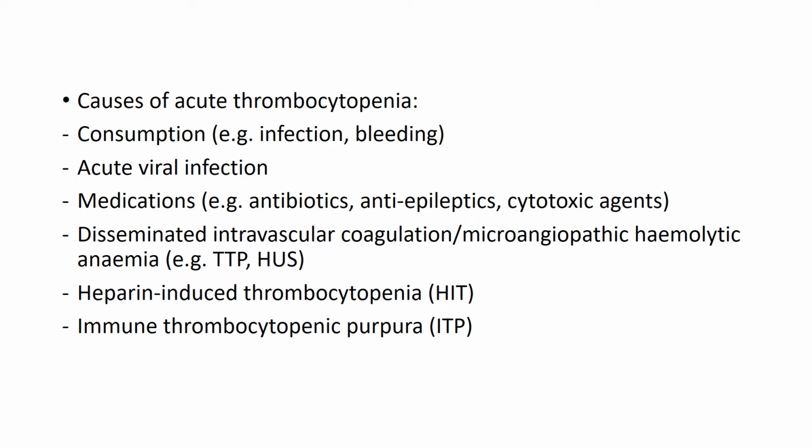The causes of acute thrombocytopenia include consumption, for example, in infection or bleeding, acute viral infection, and the use of medication, for example, antibiotics, anti-epileptic, and cytotoxic agent. Certain hematological disorders, for example, disseminated intravascular coagulation and microangiopathic hemolytic anemia, for example, thrombotic thrombocytopenic purpura and hemolytic uremic syndrome. Heparin-induced thrombocytopenia can also result in acute thrombocytopenia, and immune thrombocytopenic purpura also can result in thrombocytopenia.